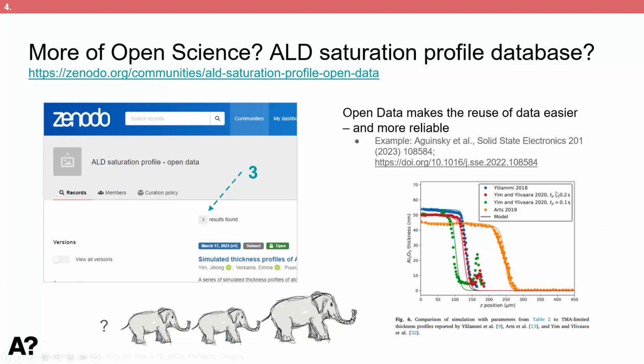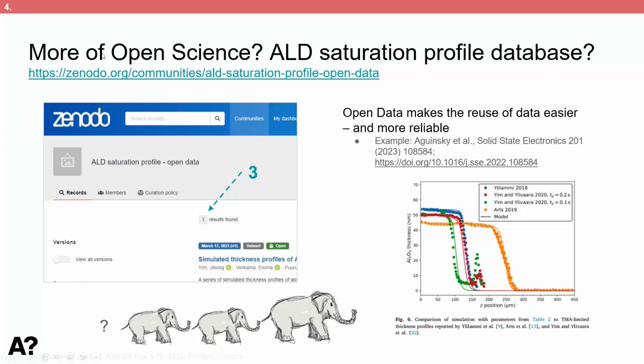You see it, for example, from here. This is a paper by Aginski et al. from Solid State Electronics, where they have actually used our data and analyzed it with their modeling approaches. This they have just extracted from publications, but it would be much better if we would place our data directly as data points for others to use.